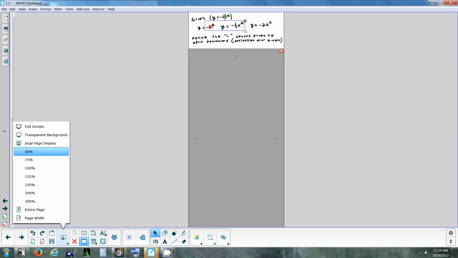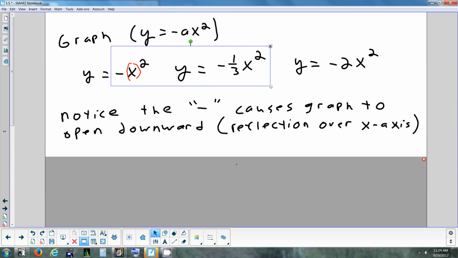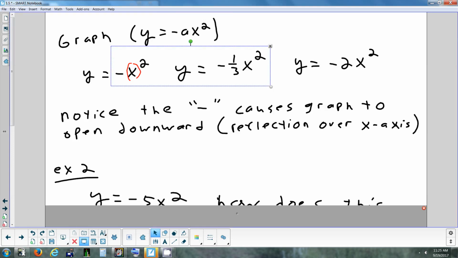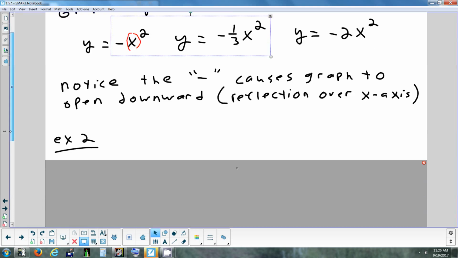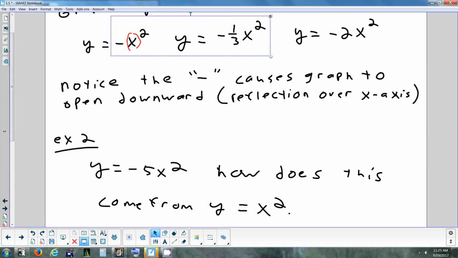All right, so the negative causes a reflection over the x-axis. Again, that's when you put the negative outside the parentheses. So the kind of problem you're going to see on the test is something like this. I'll give you a graph. I'll give you the original, and I'll ask you, how would you change the original into the one that I gave you? Tell me the transformations that are involved.